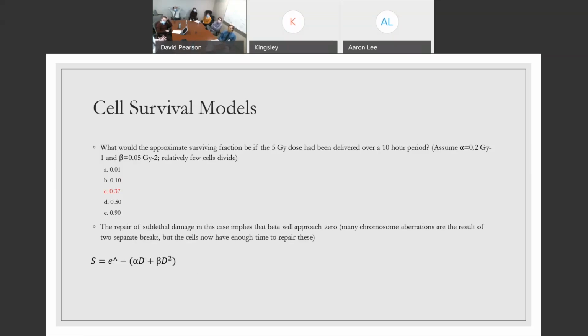Delivered over a longer period of time, which is interesting if you were considering LDR radiation versus what we do at the machines, which is much more acute. The same dose is only going to result in 37% surviving as opposed to 10% surviving, because it's given over such a long duration that the cells have time to repair as the radiation is happening.